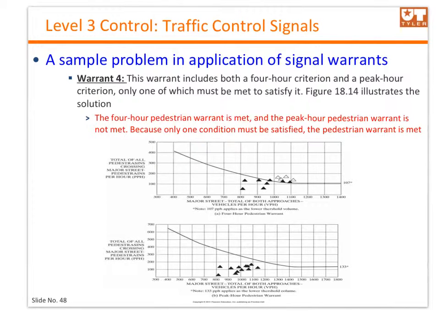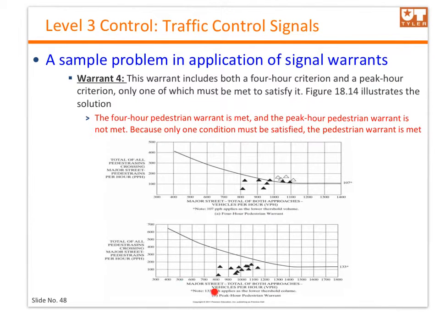So if you go to figure 18.14, which illustrates the solution, here we need to have 4 out of the 12, and as you could see, the 4-hour pedestrian warrant is met because we're having 4, but the peak hour pedestrian warrant is not met.